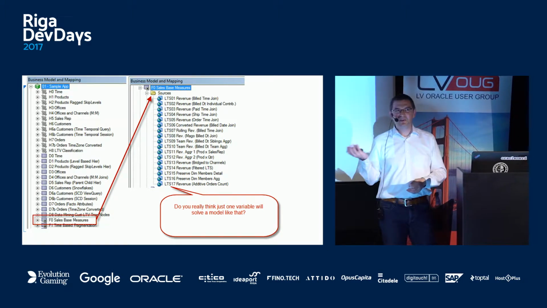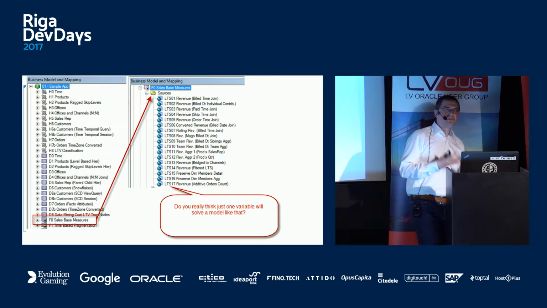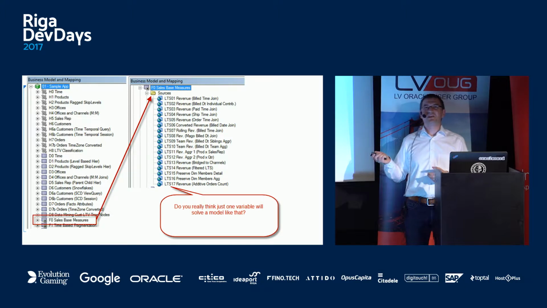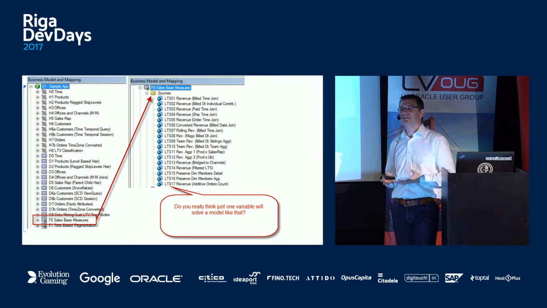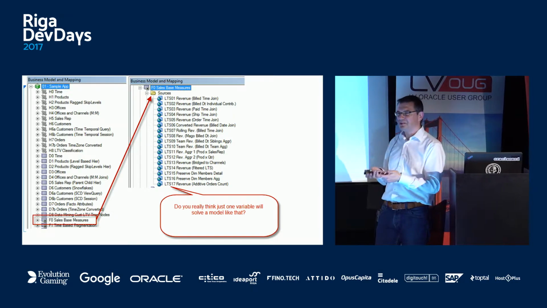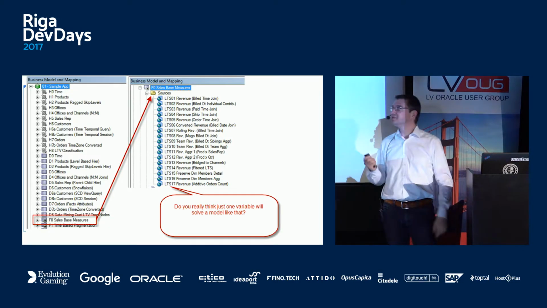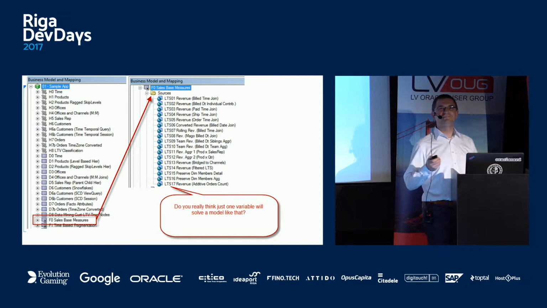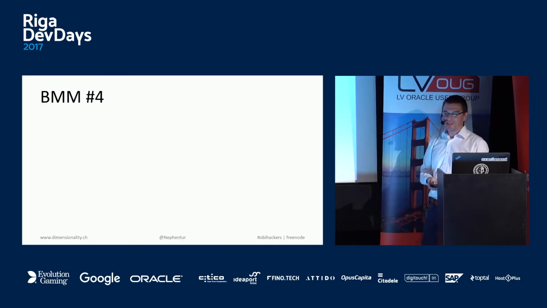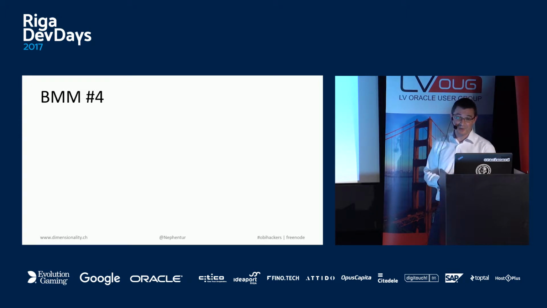One single variable just set to true, to say assume a total for everything, that won't work. That won't bring back the results that you're looking for. And seriously, if you're doing analytics and you think that setting one variable solves all these issues, well, sorry. Yeah, there's the door. So, last one for the business model.